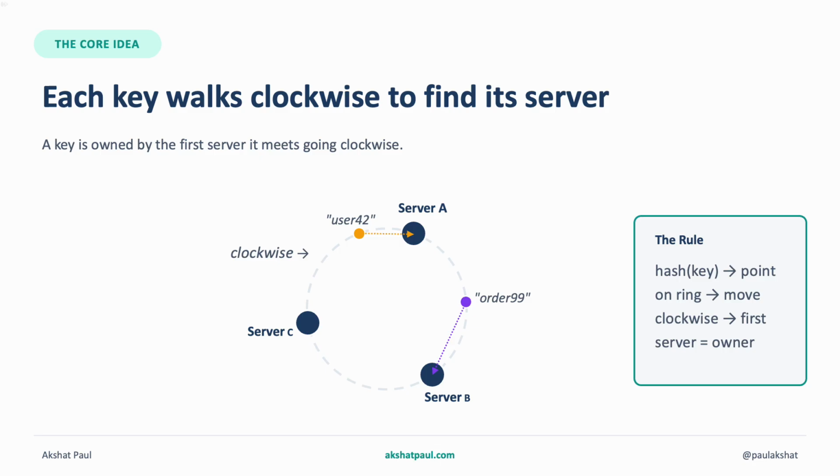No modulo, no dependency on the total server count. Just walk clockwise, find the first server. And this one small change is what makes the whole system resilient to servers being added or removed. Let's actually see that happen next.